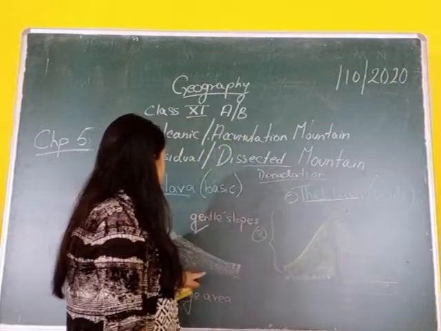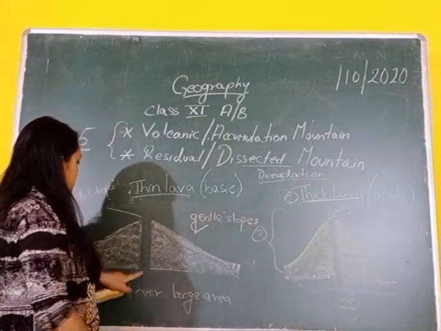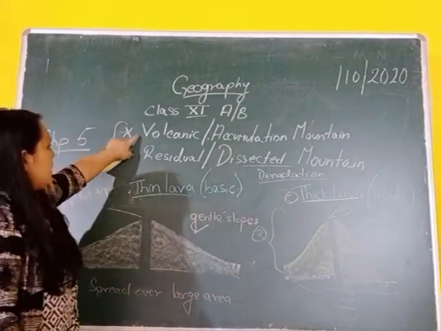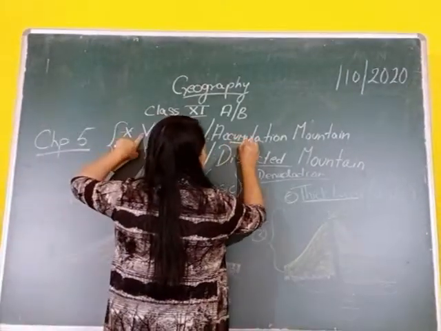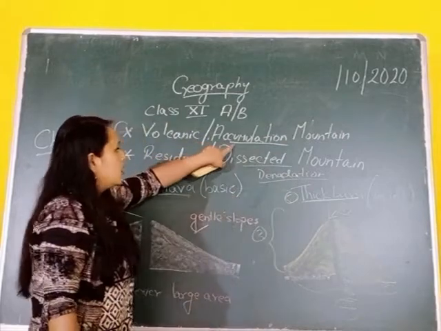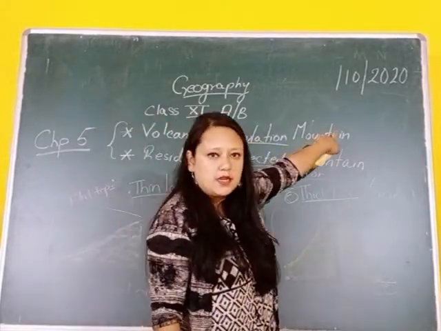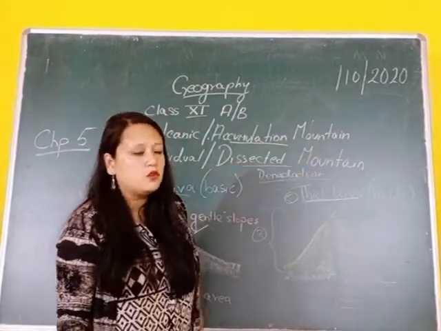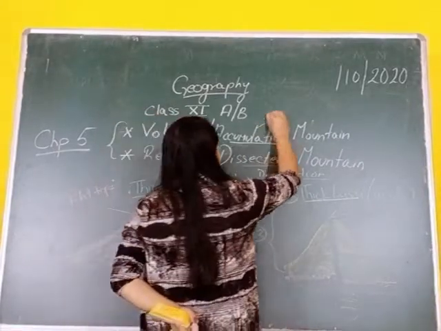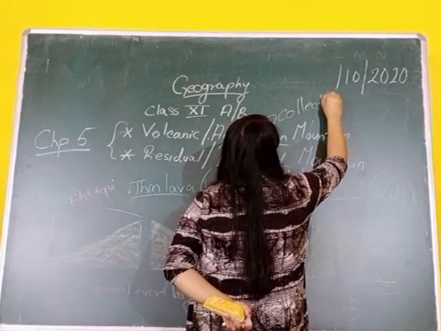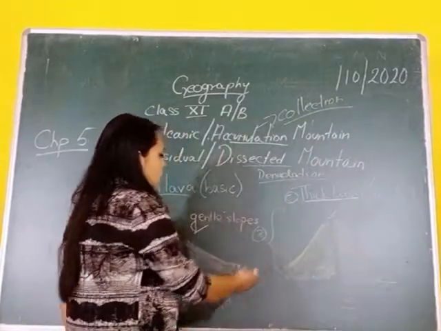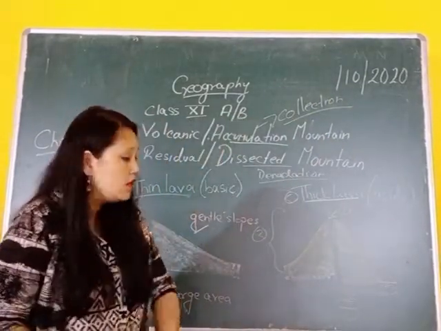Alright, so another name for volcanic mountain is also, volcanic mountains are also known as Accumulation Mountain. Now what do you mean by accumulation? Accumulation means collection. So why is it known as a mountain of collection?